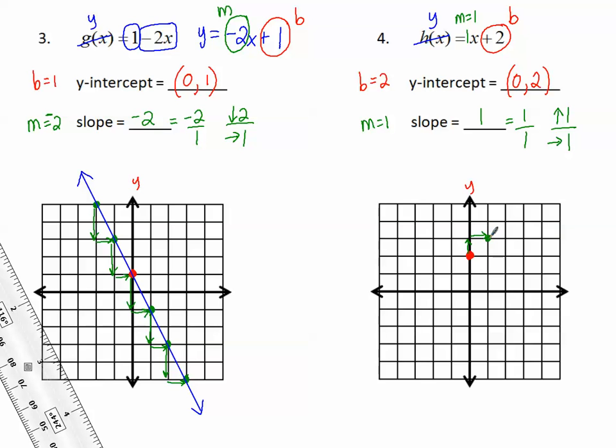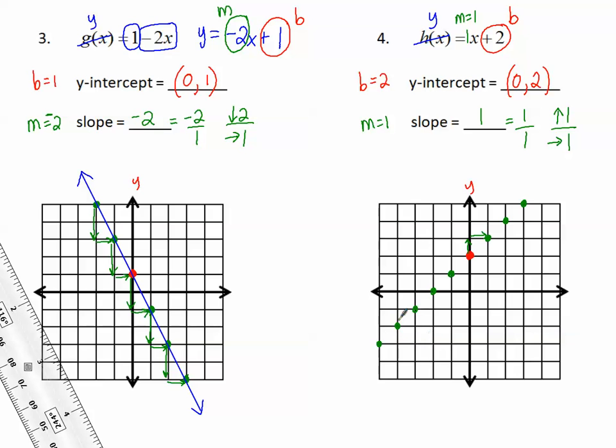Put a point. Up 1 over 1. I could do the opposite. To get a straight line, I have to go this way, so down 1, left 1. And I like to fill up the graph until I can't fit anymore.